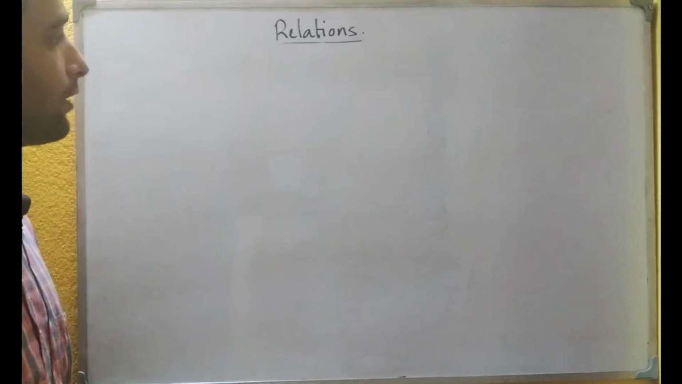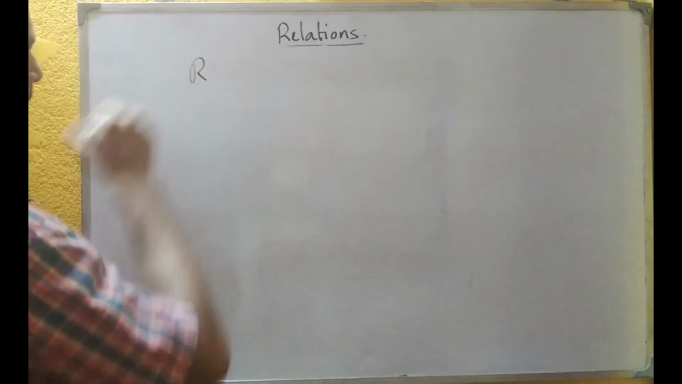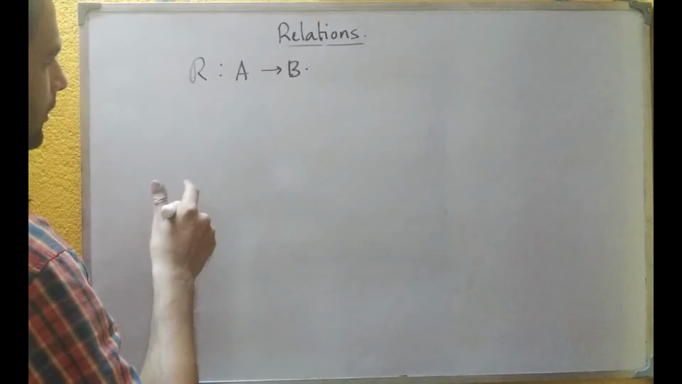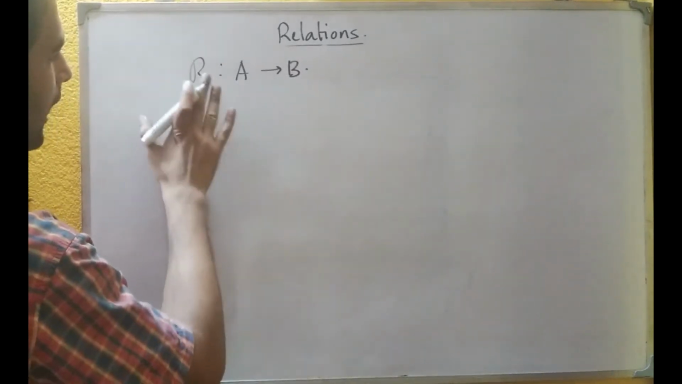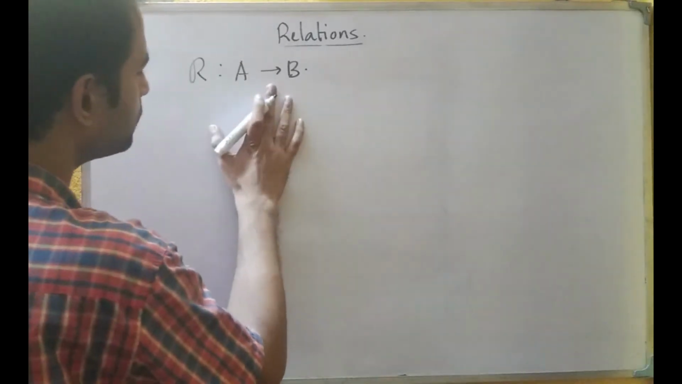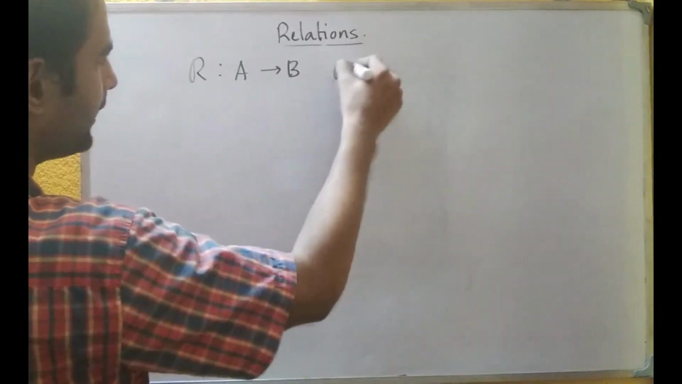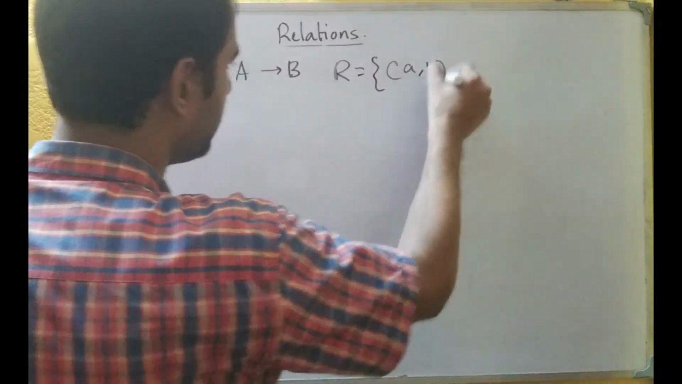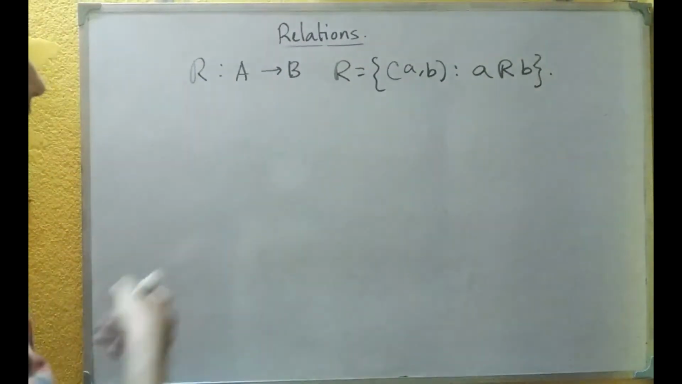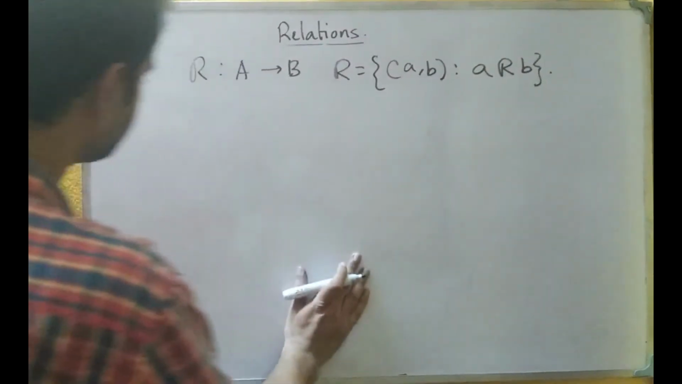Okay, let us now come to the definition of the relation. Suppose we are taking some relation R from A to B. This thing we can write like this. R from means this colon. R from A, this arrow means to B. So R from A to B is a relation, and we define it like this: ordered pair AB such that ARB, which means we are taking all those ordered pairs where the elements are related to each other.